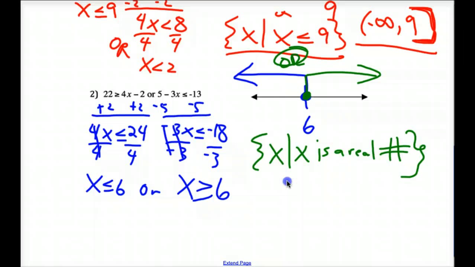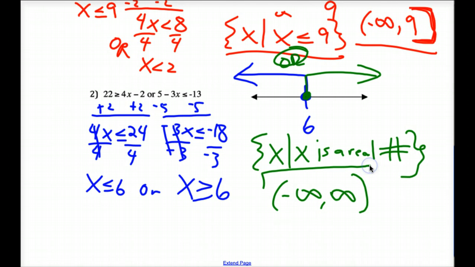What if it was an open circle? Negative infinity to infinity. If it were an open circle on just one of them, it would still be all reals, because the other one would count. You would put a closed circle, because the closed part takes precedence over the open. If they were both open, it would be every number except for 6.